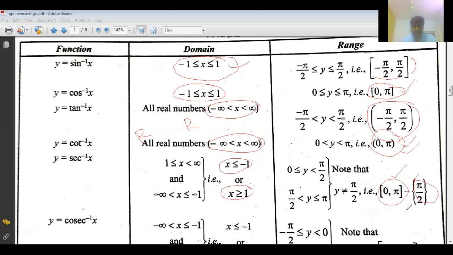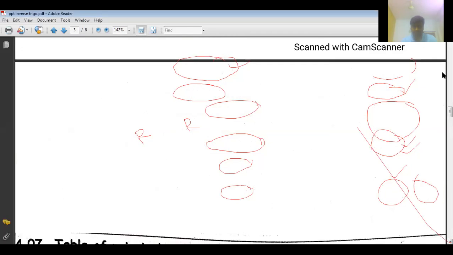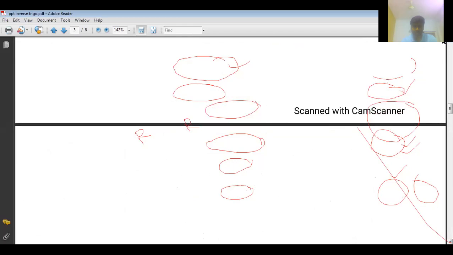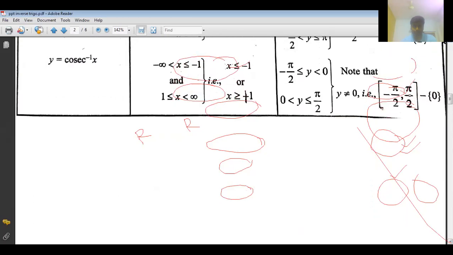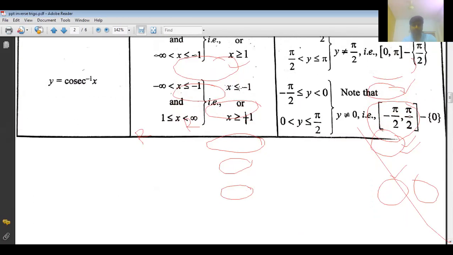Now similarly, cosecant inverse x domain and range also we can see there. Okay, so cosecant inverse x, the domain is the same, below -1 including -1, above +1. Okay, from that what is the range? The range is the same as the range of sine inverse x, minus pi by 2 to plus pi by 2, closed interval, but except 0.